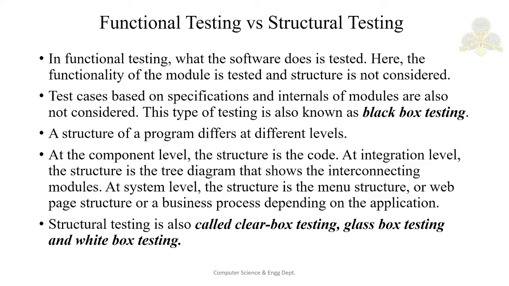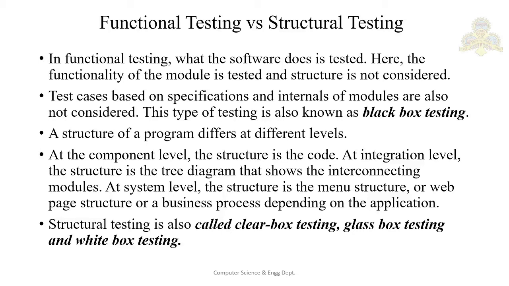Okay. Next is functional testing versus structural testing. In functional testing, we check what the software does. That means the functionality of the modules would be tested, but we will not consider the structure, in the sense the code, how it is written. That's why we call functional testing black box testing. The test cases you write for testing the system would be based on your specifications, based on the SRS, whatever the functionality is, and you would be writing test cases. But here you will not consider the internals of the modules, like what data structure is used, how it is done. We are not bothering about the internal structure in functional testing. So functional testing is also called black box testing.